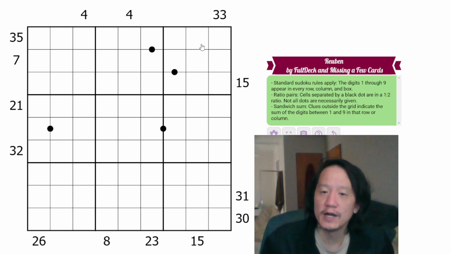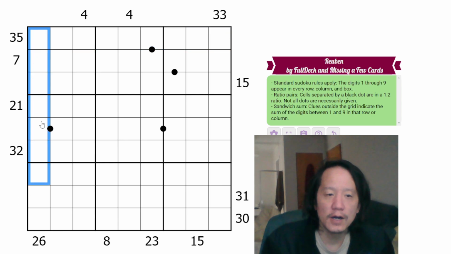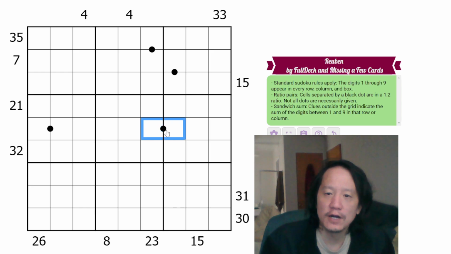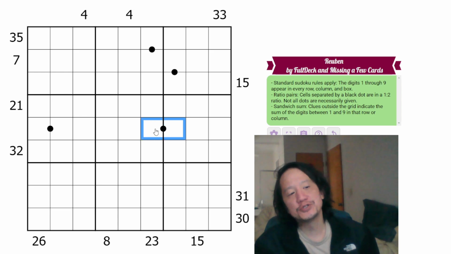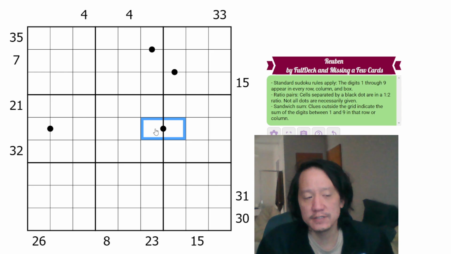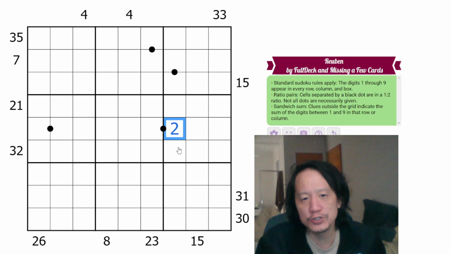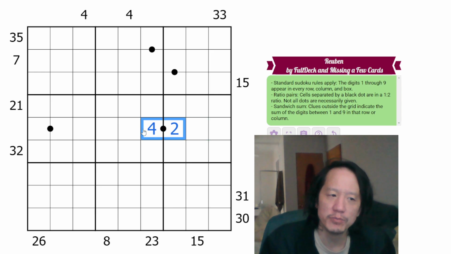Standard Sudoku rules apply. The digits 1 through 9 appear in every row, column, and box. Ratio pairs. Cells separated by black dots are in a 1:2 ratio. Not all dots are necessarily given. These are also known as black Kropke dots. As an example, if this were a 2, this would have to be a 1 or a 4 to maintain the 1:2 ratio between the two cells. And that's how ratio pairs or black Kropke dots work.